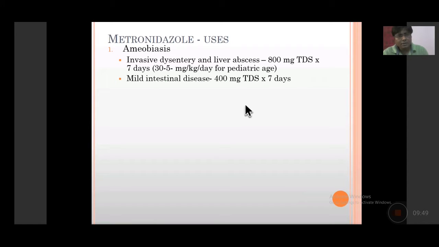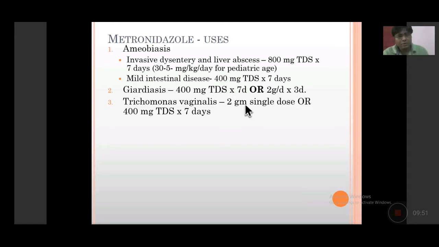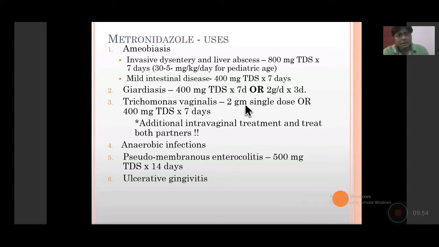So this is very important: they are useful in various conditions, because they are broad-spectrum anti-amoebic drugs. First is amoebiasis: invasive dysentery and liver abscess, 800 mg TDS, which you need to remember. The drug regimen for treatment of amoebiasis, if you are giving it orally, is a tablet of 800 mg TDS, meaning thrice a day, for 7 days, or in pediatrics 40 mg per kg per day. For mild intestinal disease, 400 mg thrice a day for 7 days can be given.